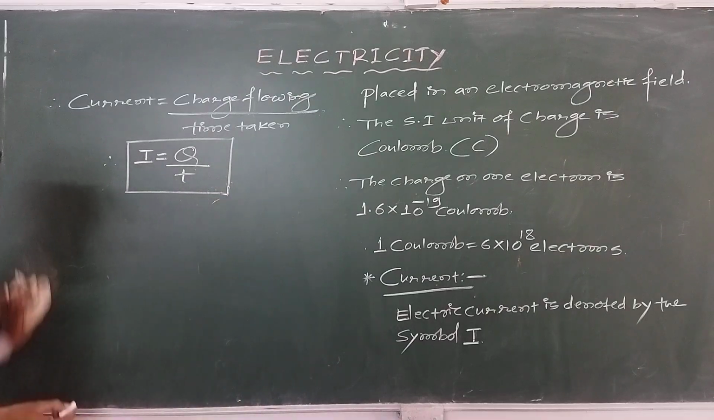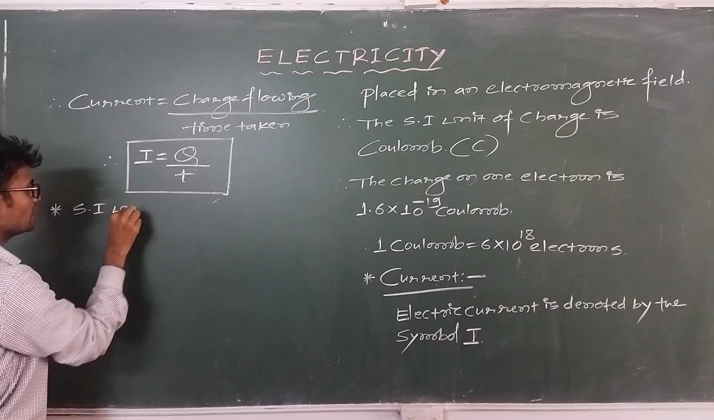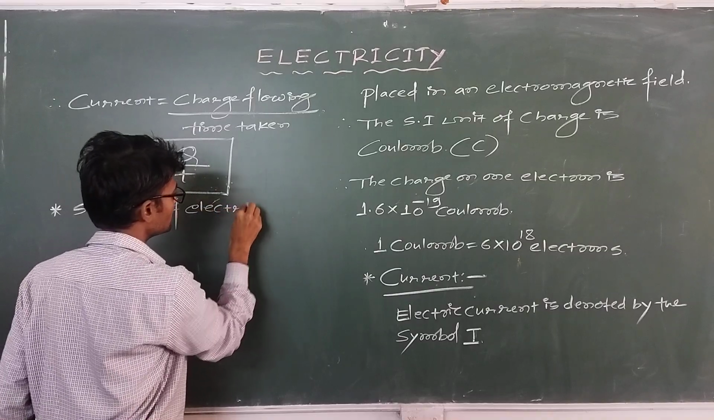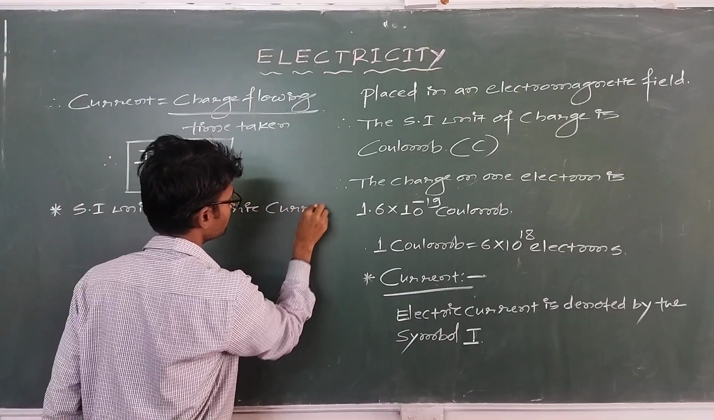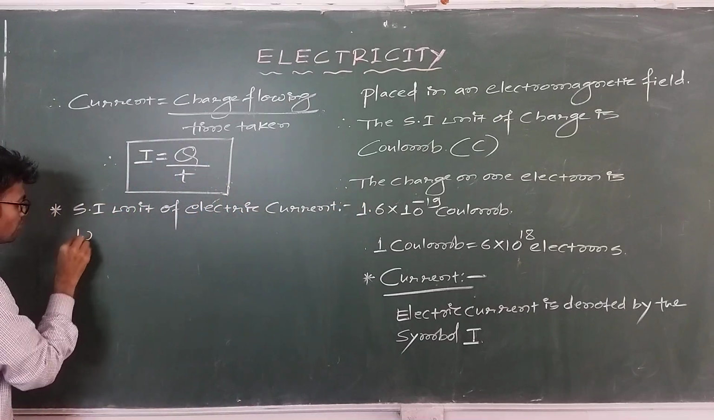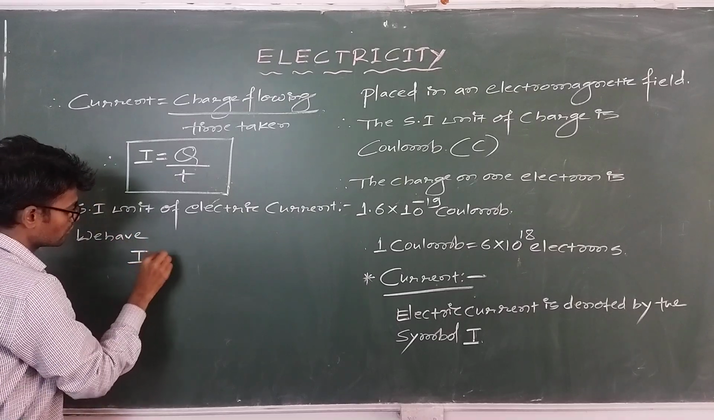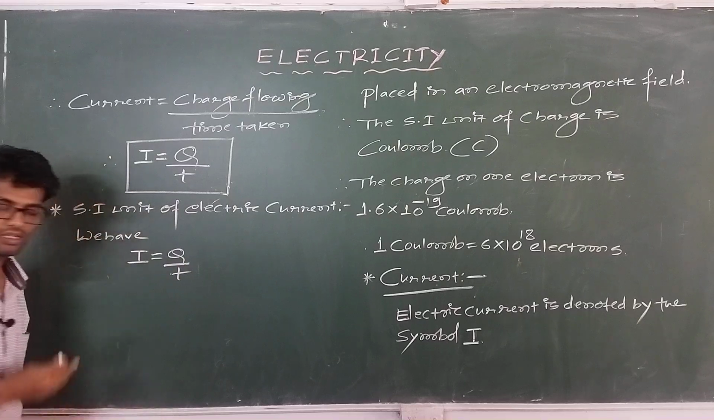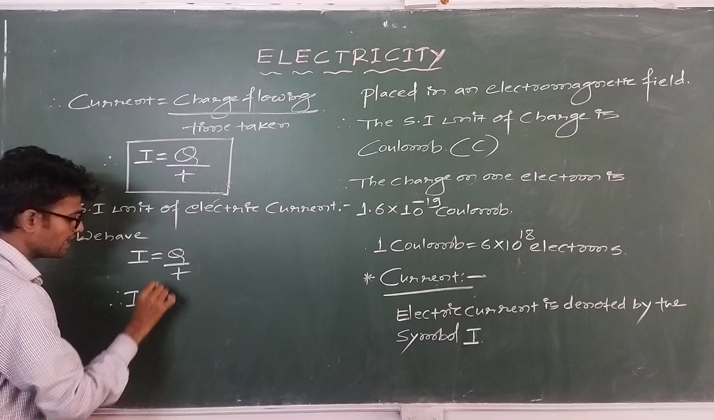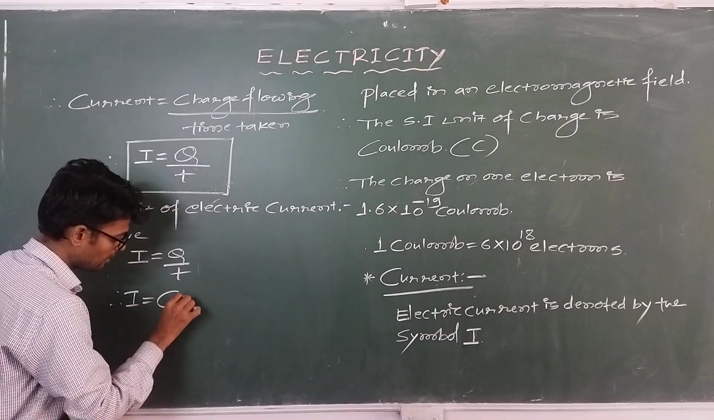Now after this we have the SI unit of electric current. We already have the formula I = Q/T, the formula of electric current. Therefore, I will write I equals, see, charge flowing is measured in coulomb.